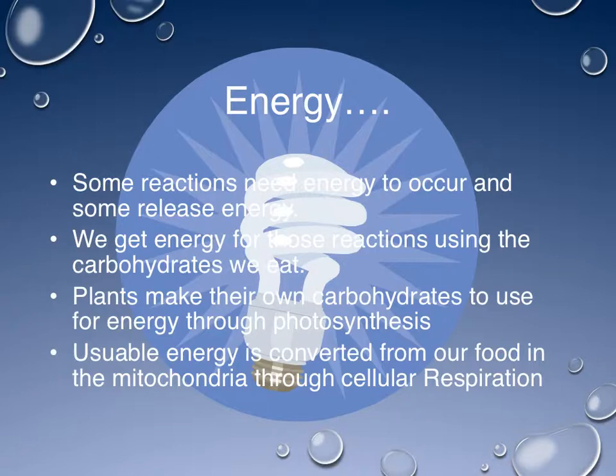That's why plants undergo photosynthesis, so they can produce sugars that can power their reactions. And then we eat those plants and the organisms that have eaten them to get our energy to power our reactions. And that's done in the mitochondria through cellular respiration, because the sugar in the end is not in a form that the cells can use. It has to be converted first.